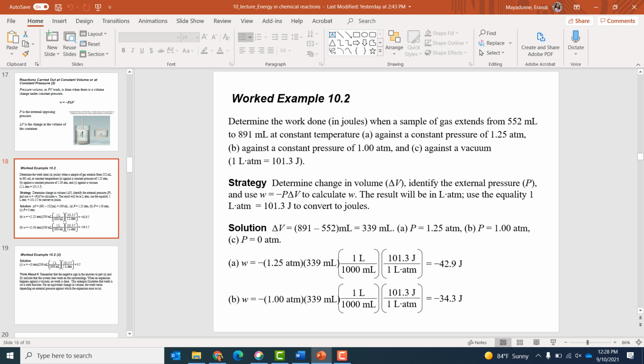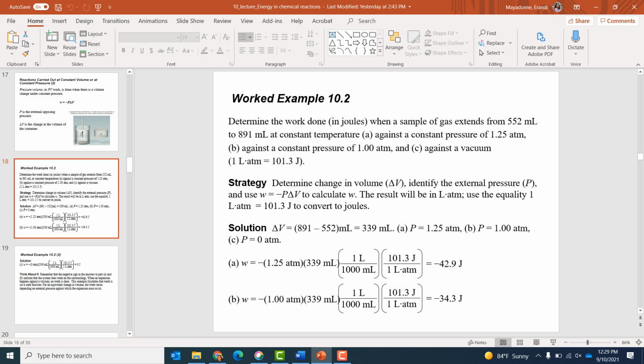Now I have a question. Let's look at the question. Determine the work done in joules when a sample of gas expands from 552 milliliters to 891 milliliters at a constant temperature against a constant pressure of 1.25 atm, against a constant pressure of 1 atm, and against vacuum.